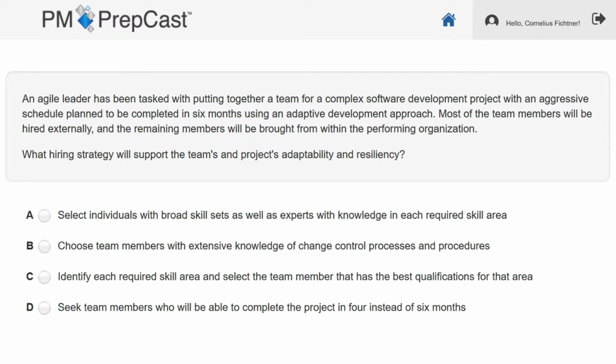So here we're talking about the people, right? What people do we need? Number A, select individuals with broad skill sets as well as experts with knowledge in each required skill area. Is it B, choose team members with extensive knowledge of change control processes and procedures? Is it C, identify each required skill area and select the team member that has the best qualification for that area? Or is it D, seek team members who will be able to complete the project in 4 instead of 6 months? I'll give you 15 seconds. Please type A, B, C, or D into the chat.